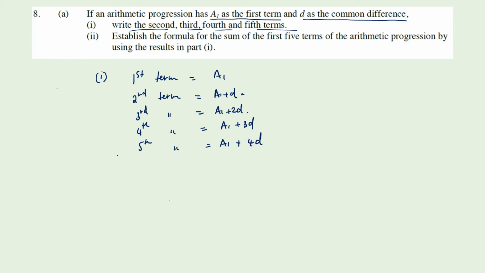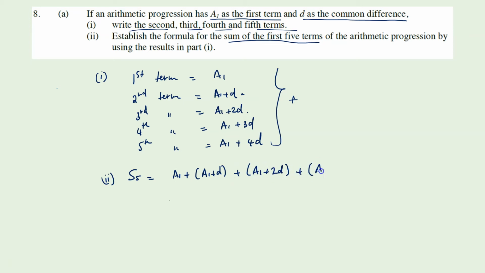So that is 8a(i). For 8a(ii), we're told to establish the formula for the sum of the first 5 terms of the arithmetic progression by using the results in part a. So for the sum of the first 5 terms, all we have to do is just add these up. So S5 is going to be equal to a1 plus a1 plus d plus a1 plus 2d plus a1 plus 3d plus a1 plus 4d.